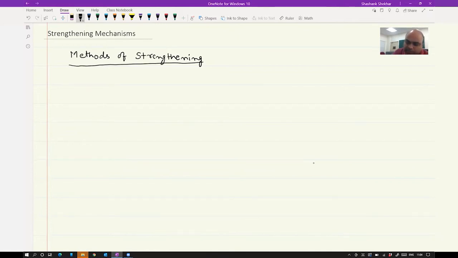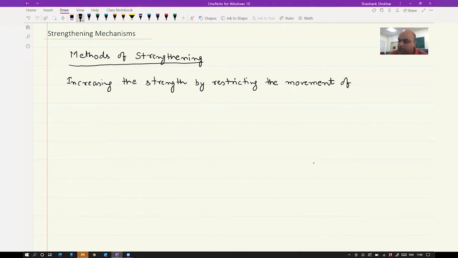Okay. So what we are doing? We are increasing the strength by restricting the movement of dislocations. And when you do that, you are increasing the strength of the material, right?